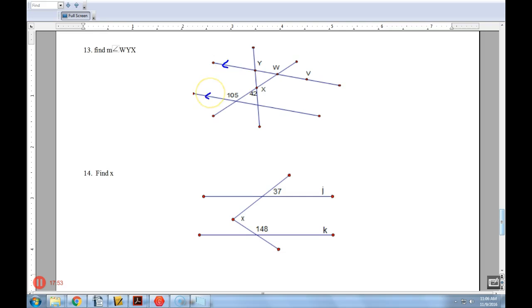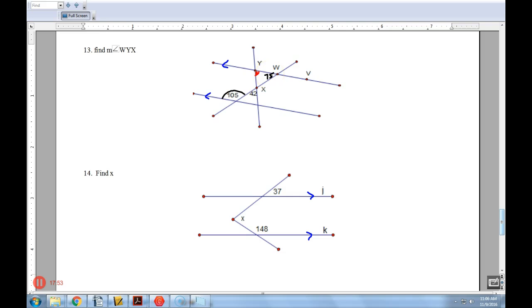All right. And I believe, again, I apologize, but I think in order to do these, you had to assume that we had some parallel lines going on. So find angle WYX. On this one, we're actually looking for this angle right here. So a couple moves, I think, we can get it. Move number 1 is that this angle is same side interior with this angle. They're both same side interior, so they have to add up to 180. So when I subtract 105 from 180, I get 75.